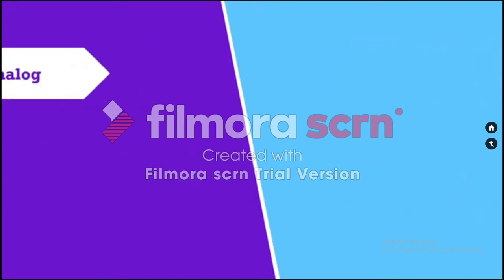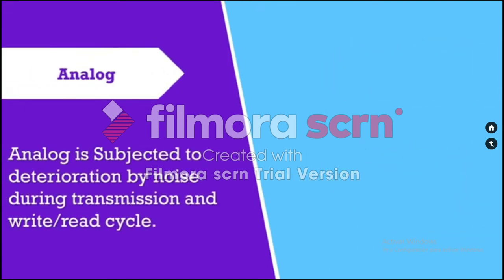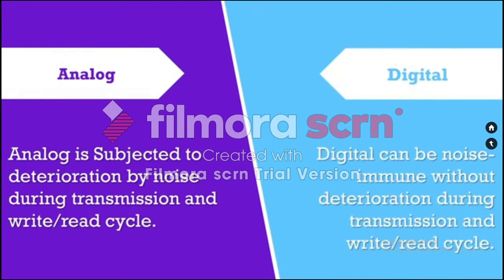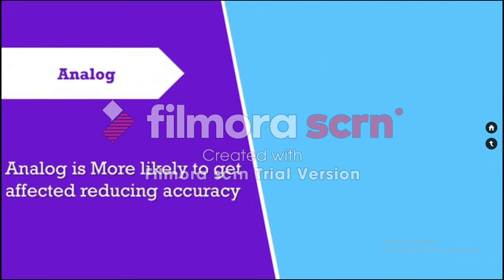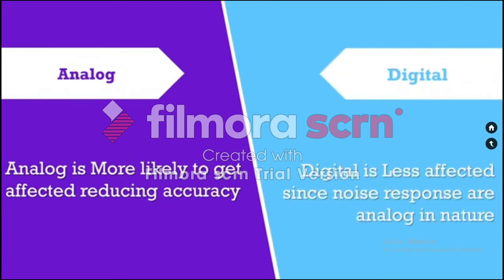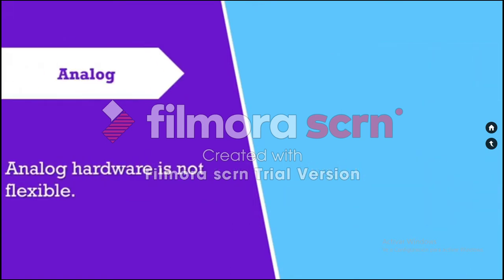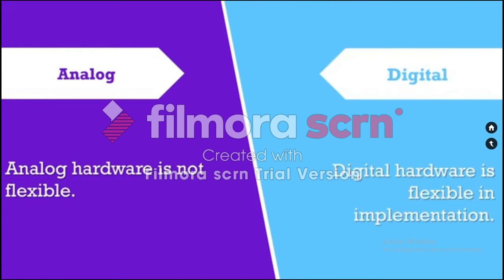Analog is subjected to deterioration by noise during transmission and write-read cycle. Digital can be noise immune without deterioration during transmission and write-read cycle. Analog is more likely to get affected, reducing accuracy. Digital is less affected since noise responses are analog in nature. Analog hardware is not flexible. Digital hardware is flexible in implementation.